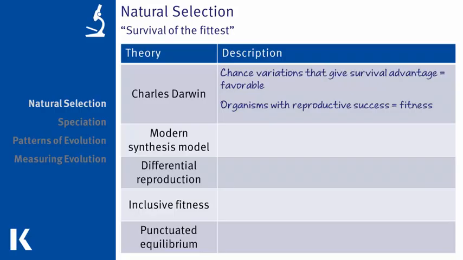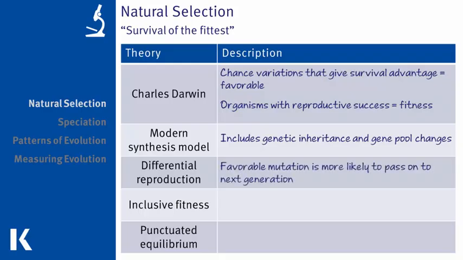Darwin's theory of natural selection has largely been supported. However, with modern genetics, some additions have been made to this original theory. The modern synthesis model, also known as neo-Darwinism, includes the knowledge of genetic inheritance and changes in the gene pool that was gained after Darwin's initial proposal. This led to defining the process of differential reproduction.